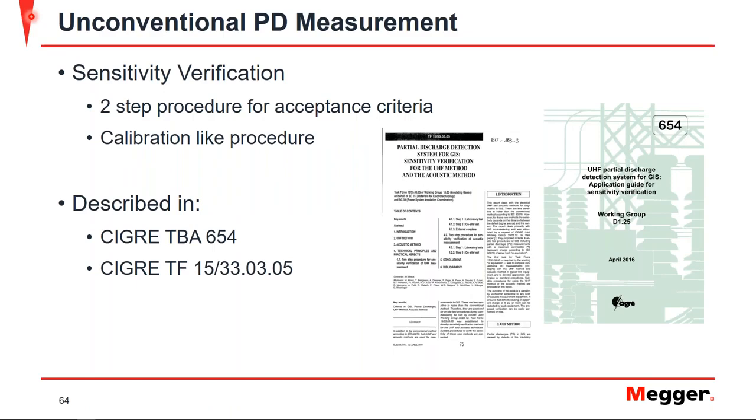Now, partial discharges, we've talked about, we've used the conventional and unconventional method. Now, you only use the conventional method of testing during the manufacturing process for what's called the sensitivity verification, which is a 2-step procedure for acceptance criteria. And the UHF method cannot be calibrated, and we'll look at that on the next slide. So due to that, you need this sensitivity procedure or sensitivity verification as described in the following CIGRE documents listed below here.